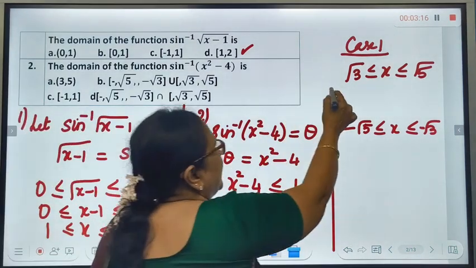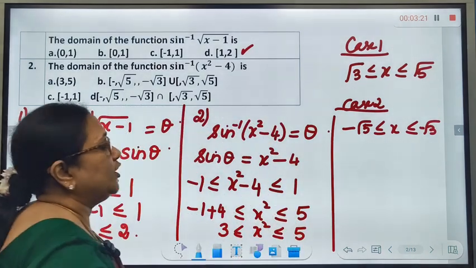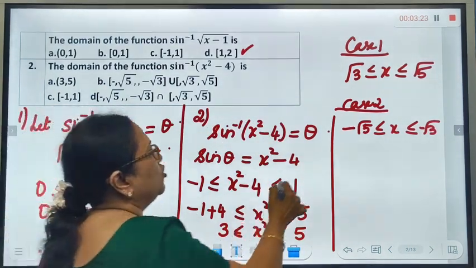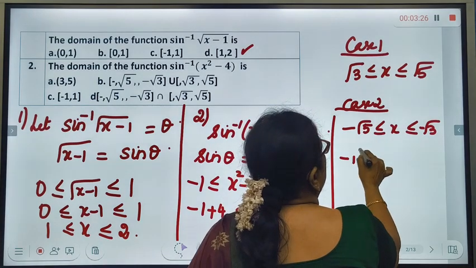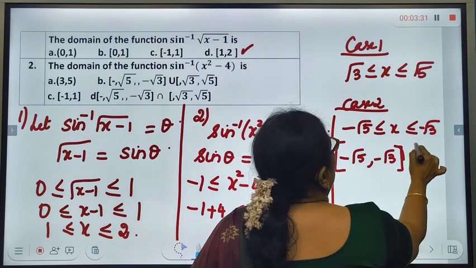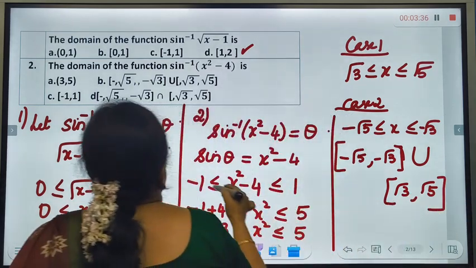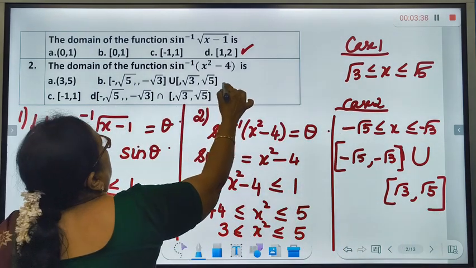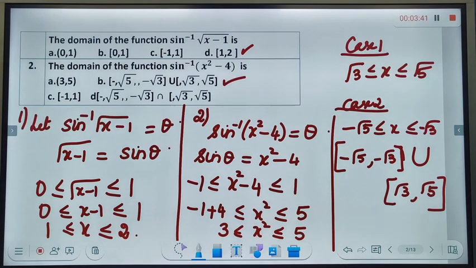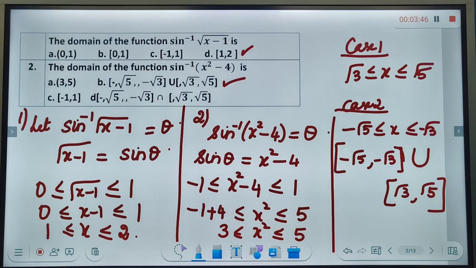So either case 1 is possible or case 2 is possible. When you say domain, you are listing out all the possibilities. So root 3 comma root 5, union this: minus root 5 comma minus root 3. So this is the right answer: minus root 5 comma minus root 3, union root 3 comma root 5. So are you able to understand how to find the domain of such inverse trigonometric functions?